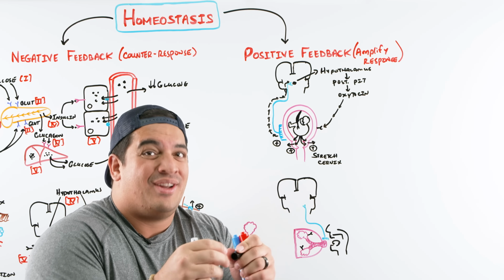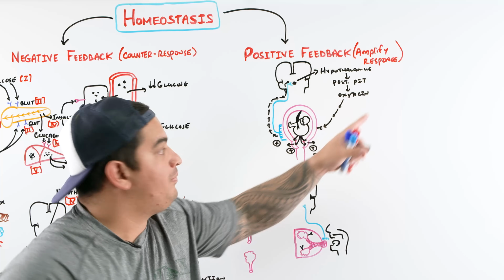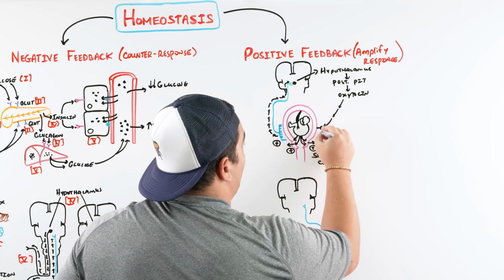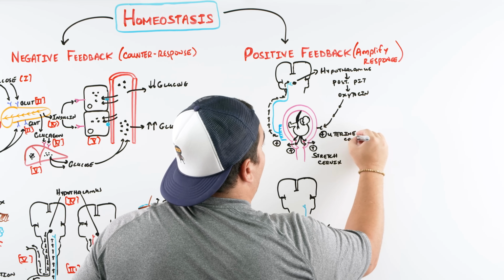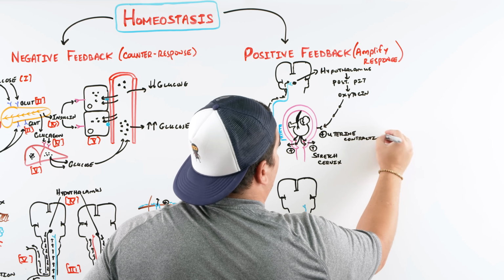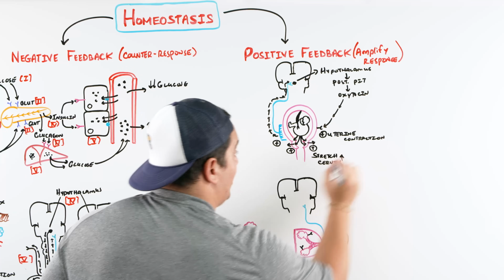And guess what it's going to do? Stretch the cervix even more. That's amplifying the response. So what oxytocin will do is it'll stimulate uterine contraction, and it'll try to propel the baby further down into the cervix, which is going to be jamming that cervix out even more. So you'll increase the stretch of the cervix.